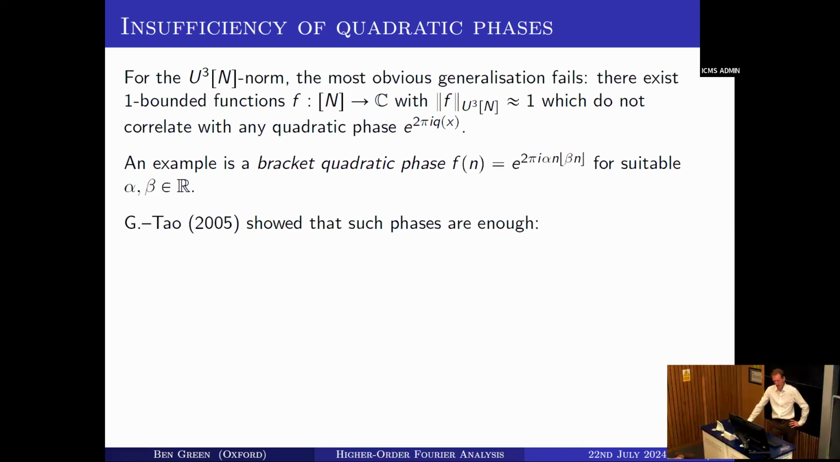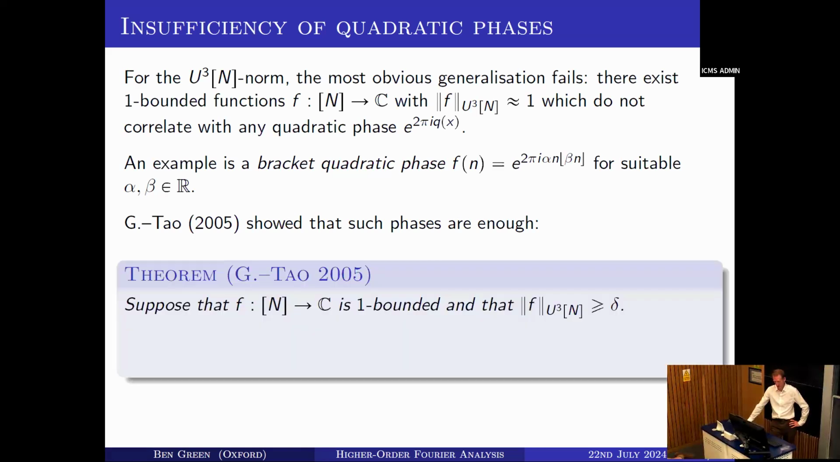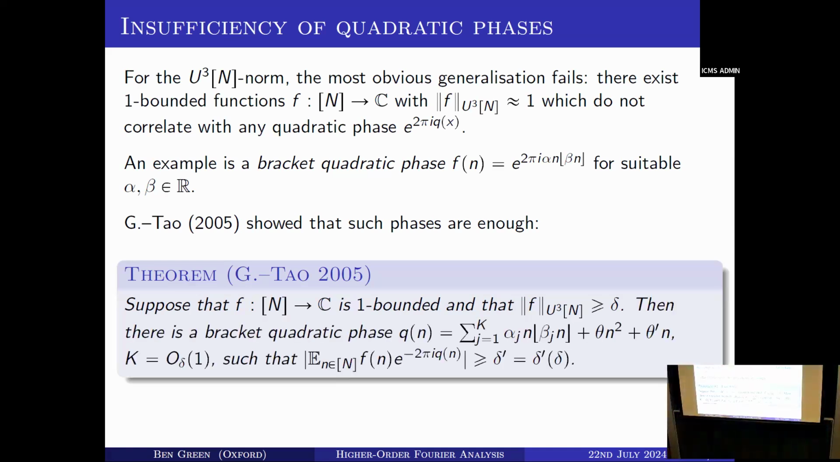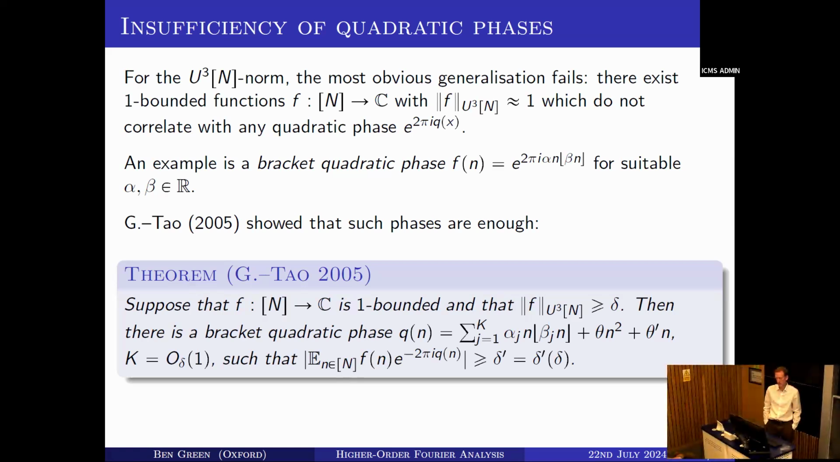So Terry and I, in that same paper, actually it's published in the Edinburgh journal of some kind, two Edinburgh journals, I forget which one. So we showed that those are enough. So if you have a function with large Gowers norm on one up to N, then it correlates with a bracket quadratic phase function. So it's not just one bracket quadratic, it's a sum of a bounded number of them.